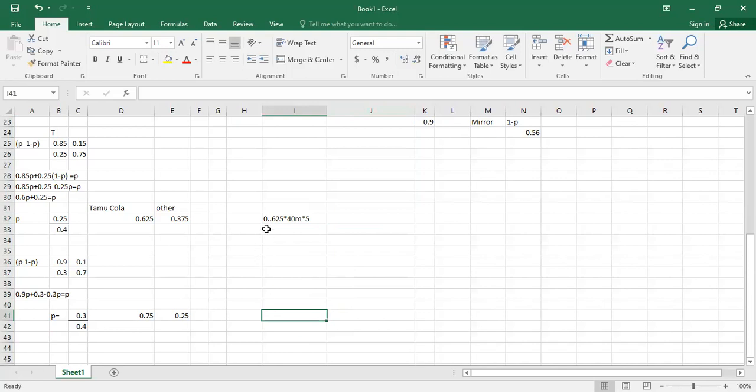$0.625 multiply by 40 million multiply by 5. What are you getting? 125 million. I've just written a name. Then we go to the second one.